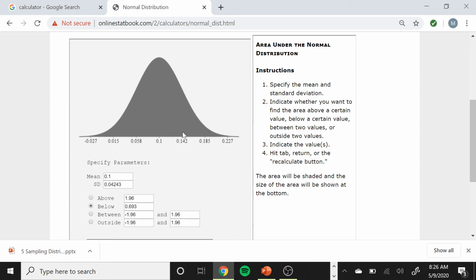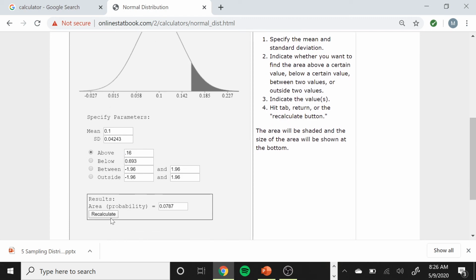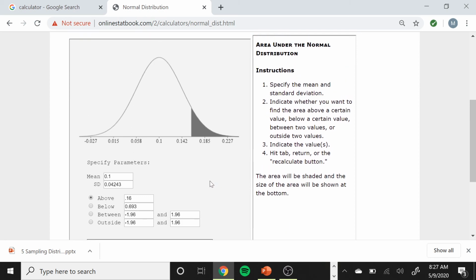What we have is a proportion that's over here somewhere, above 0.16. Let me recalculate. Well, there it is. It's about 8%, so 0.078. We can jot that down. Now I am going to work this using the binomial method and see how it compares to that.